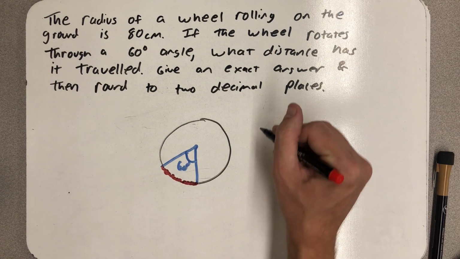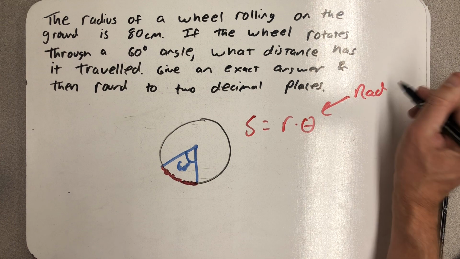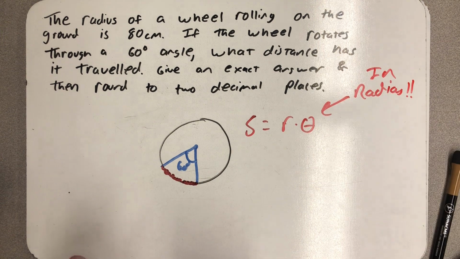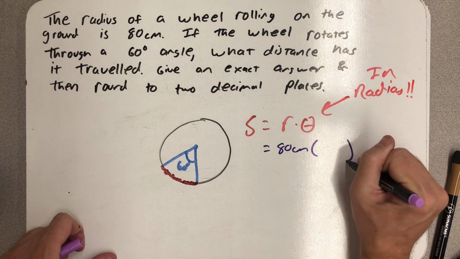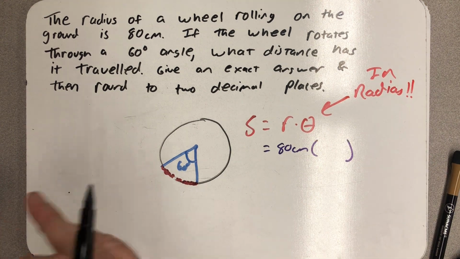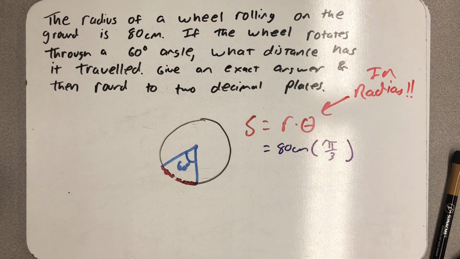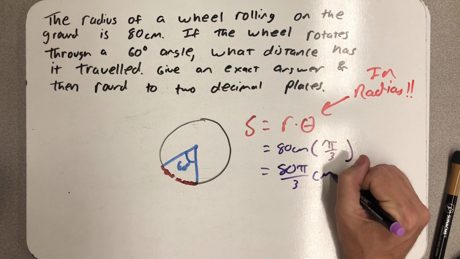Well, we have an arc length formula. S is equal to R times the angle theta, but we need to remember that this formula works when our angle is in radians, because this is actually the definition of the radian measure of an angle solved for the arc length. So we know the radius is 80 centimeters, and now we need to know the angle in radians. We could convert that, but I'm hoping that maybe we know that a 60-degree angle is a pi thirds radian angle. And so the distance I travel exactly is 80 pi over 3 centimeters.